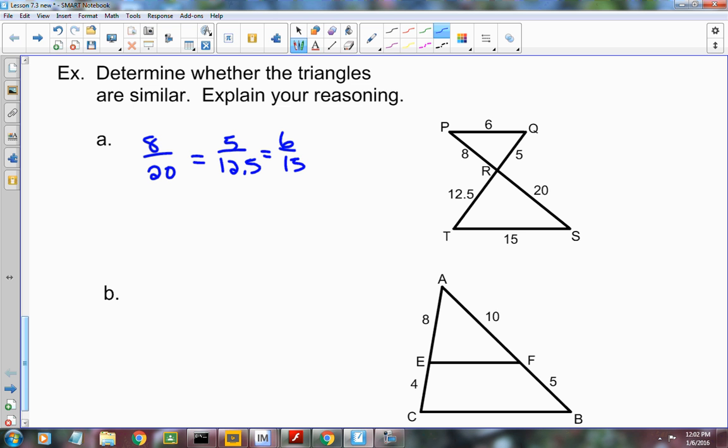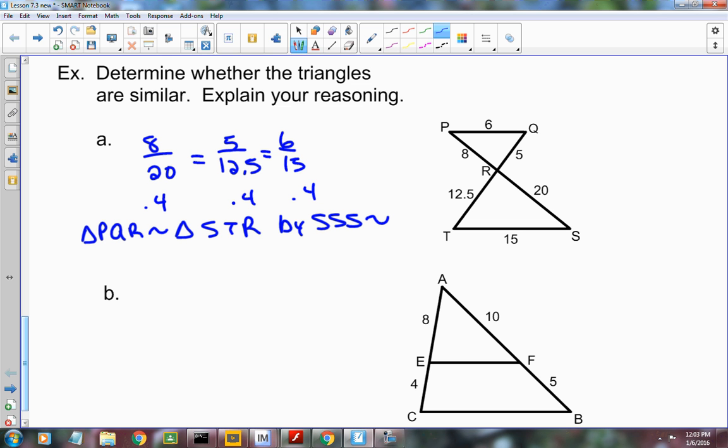Okay? So if I divide each one of those out, 8 divided by 20 is 0.4, 5 divided by 12.5 is 0.4, and 6 divided by 15 is going to be 0.4. So, are these sides proportional? Yes. Okay, so I can say that triangle PQR is similar to triangle what? STR. And that is by the side, side, side similarity.